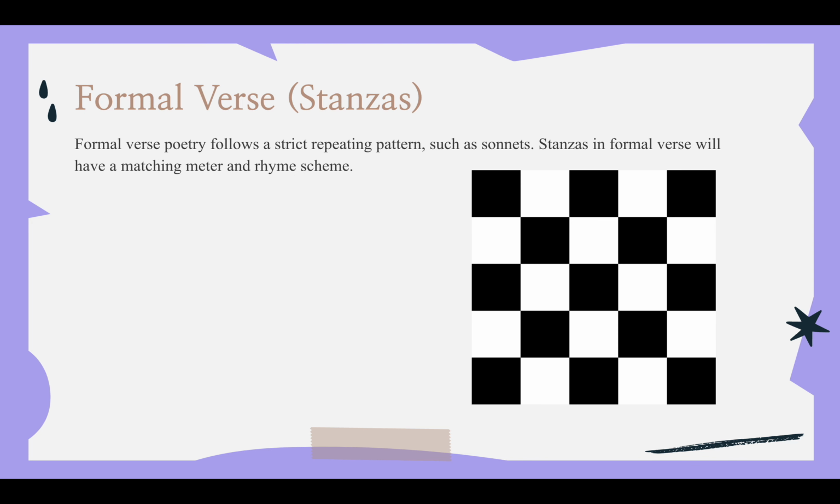Stanzas are a large part of formal verse poetry, which is poetry that follows a strict, repeating pattern, such as sonnets. Stanzas in formal verse have a matching meter and rhyme scheme, and the structure helps readers understand the uses of meter and rhyme more generally in the poem. William Shakespeare's sonnets are a classic example of how stanzas are used in formal verse poetry.